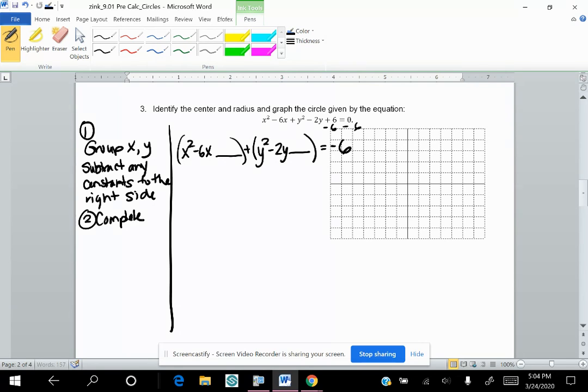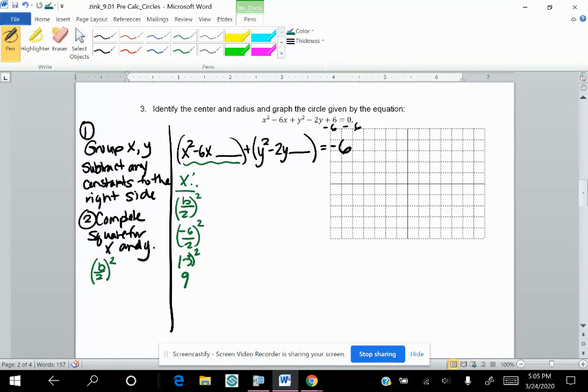So complete the square for X and Y. So to do that, we're looking at the X's here. Remember, your formula for completing the square is B over 2 quantity squared. So for my X's, I'm gonna take my B, and you always use your new B if you have factored anything out. So I'm gonna take my negative 6 over 2 quantity squared, which gives me negative 3 squared, which is 9.